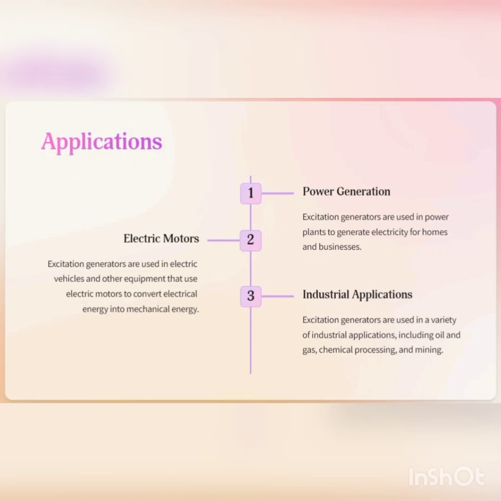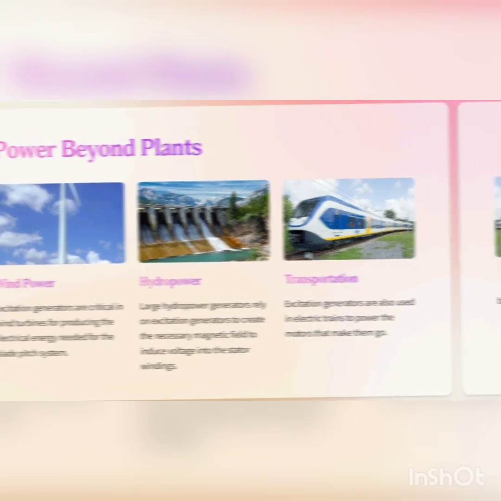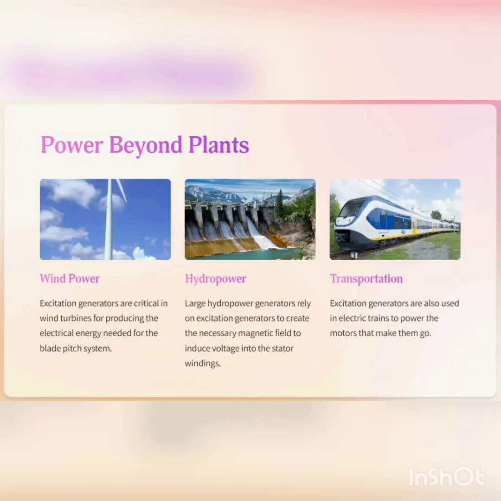For applications beyond power plants, there are three types, which are wind power, hydropower and transportation. Wind power: excitation generators are critical in wind turbines for producing the electrical energy needed for the blade pitch system. For hydropower, large hydropower generators rely on excitation generators to create the necessary magnetic field to induce voltage into the stator windings. And for transportation, excitation generators are also used in electric trains to power the motors to make them go.